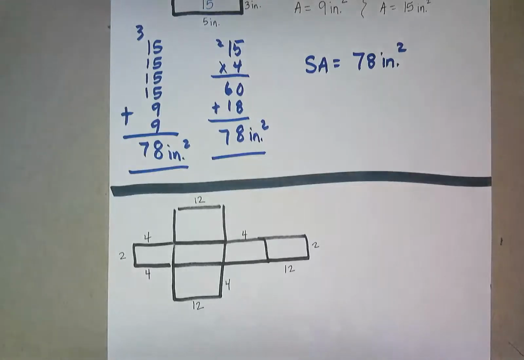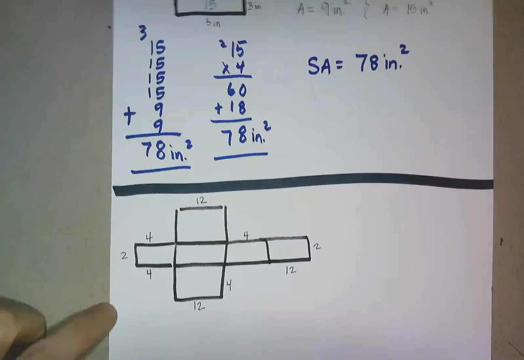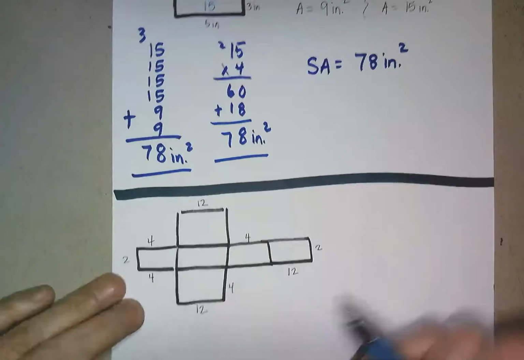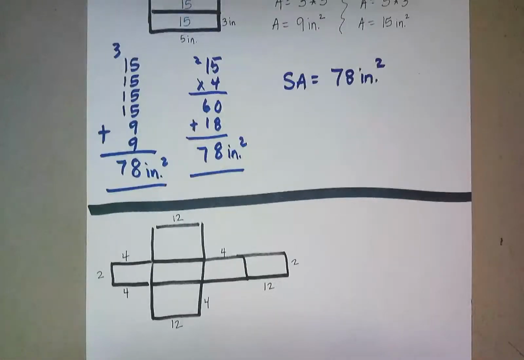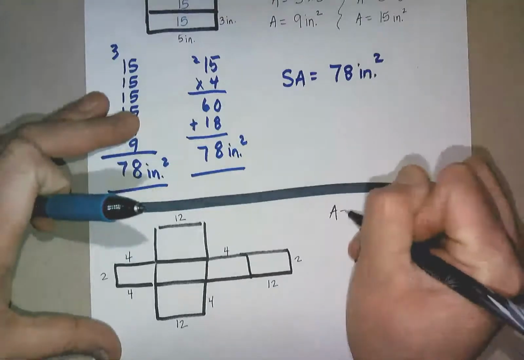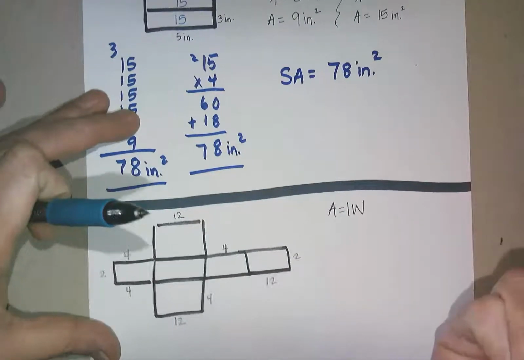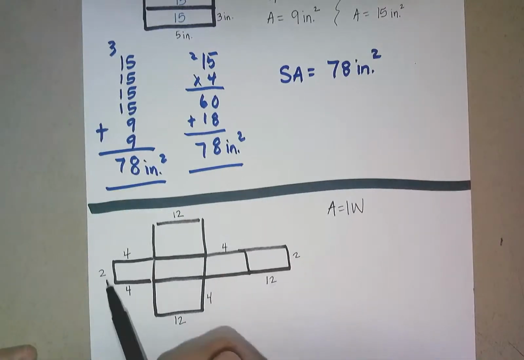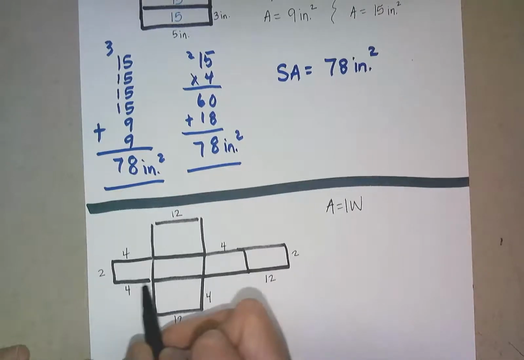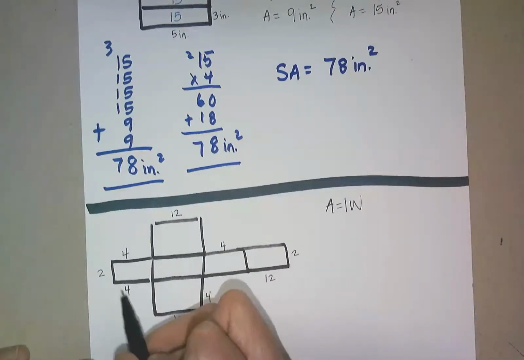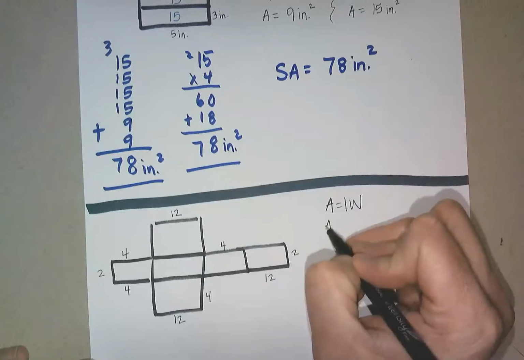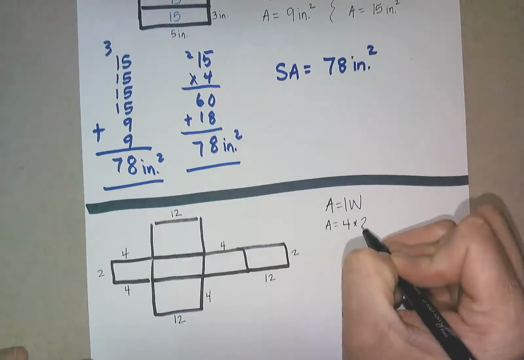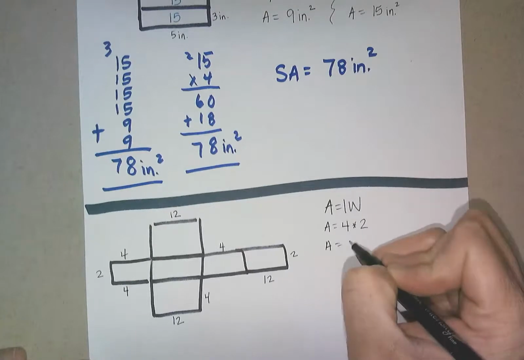Okay, let's see if we can find the surface area. So I know that they're all rectangles. So first of all, I know that I'm going to be using the formula area equals length times width. So let's just break it down shape by shape. So I see that my length is 4 and my width is 2. So 4 times 2, let me write that down. 4 times 2, and I know that's 8.